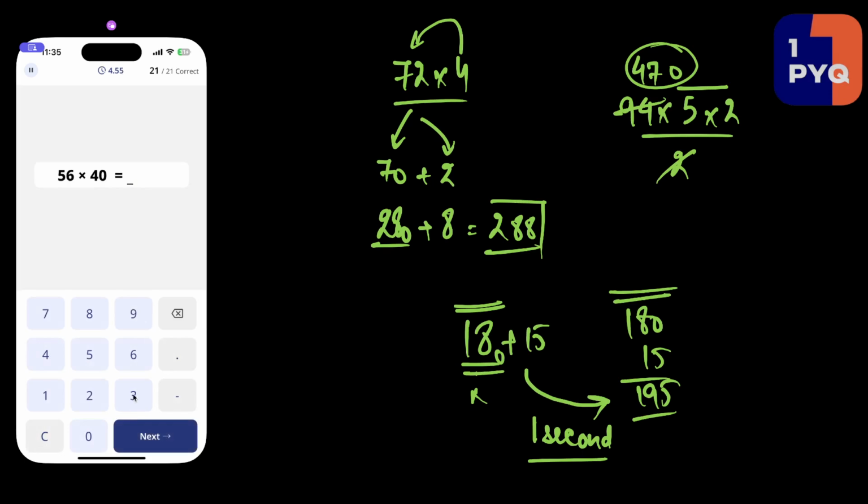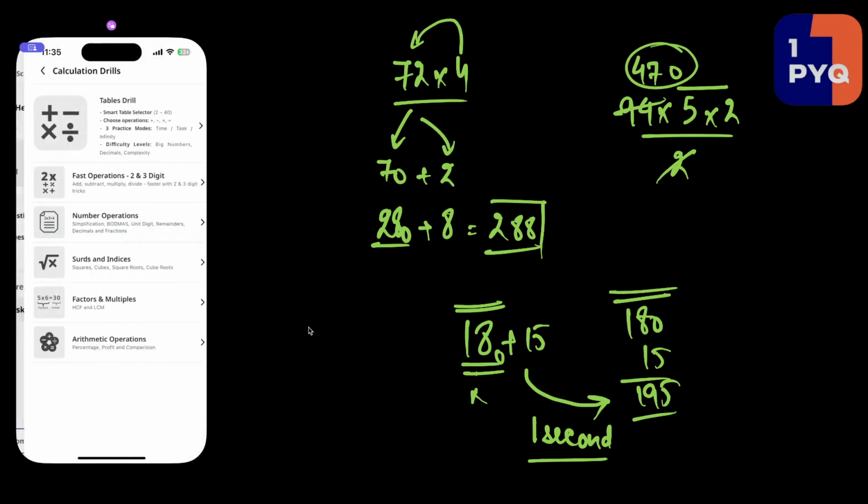Similarly, 56 into 4, that's 224, 2240. Okay, 4 sevens are 28. 28 plus 16 is 296. Again, I said 28 plus 16, this is going to be 2960. Okay, so that was correct. I'll pause this. I'll go to something else now.